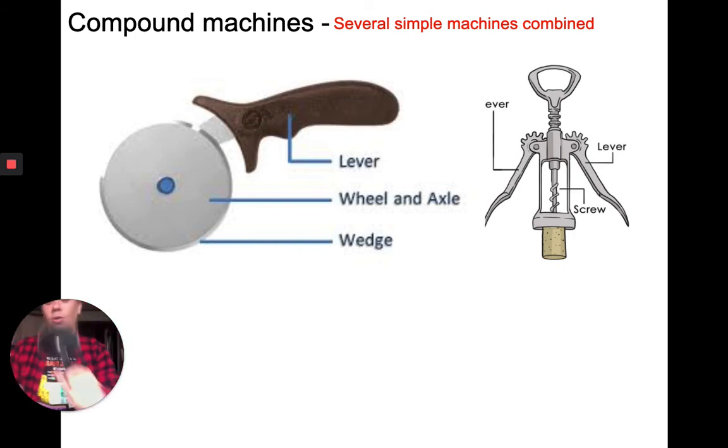So you have the wedge part, which is the actual sharp blade. You also have an axle and a wheel here. The wheel and axle helps multiply the force. And you also have basically a lever where you use this handle and you can pivot around this fulcrum. So that is an example of a compound machine.